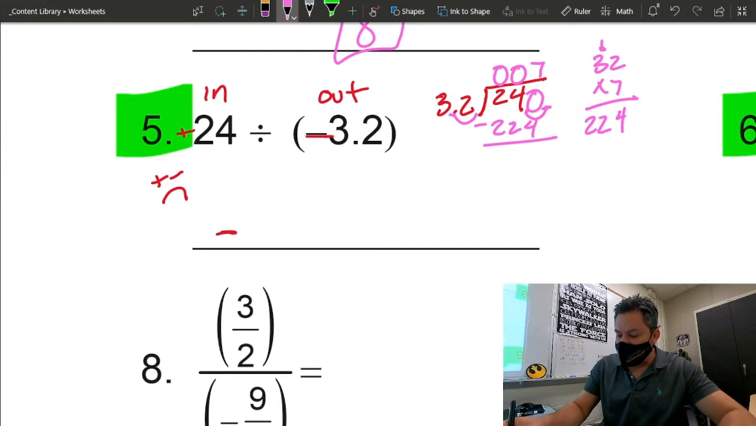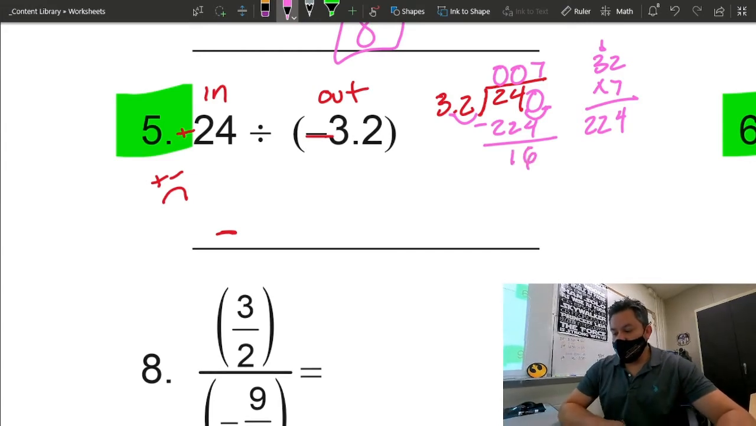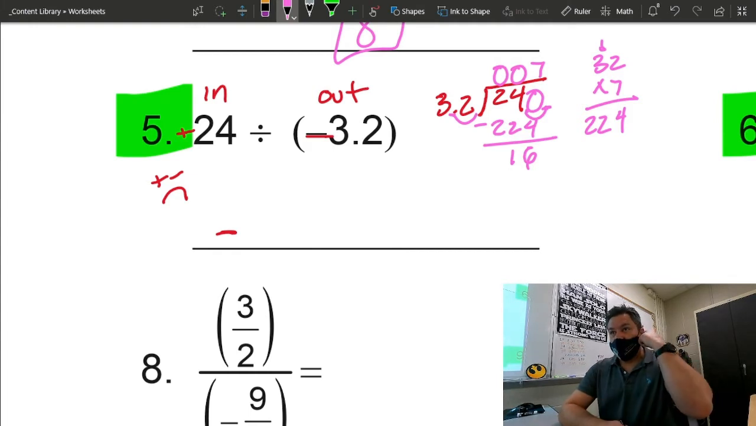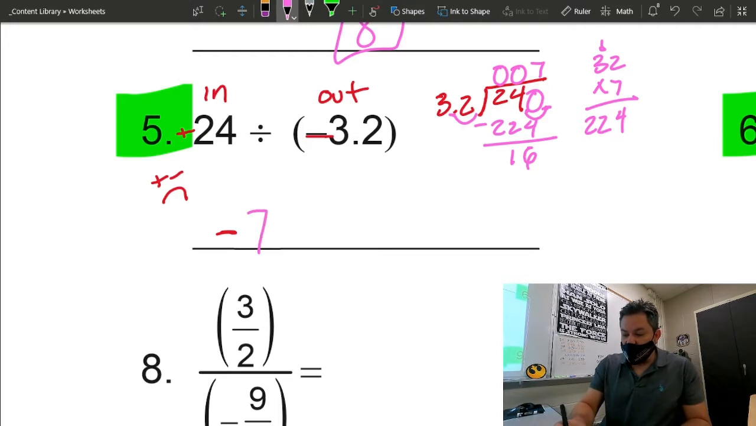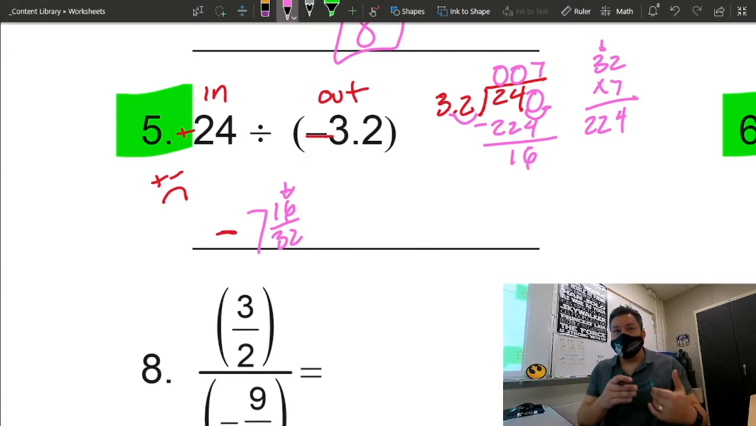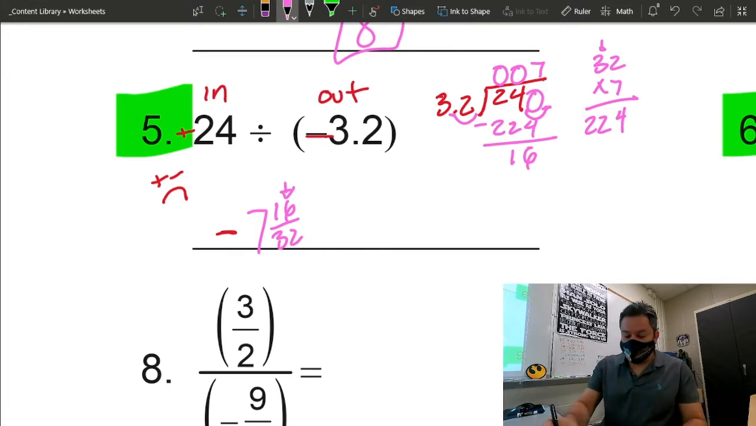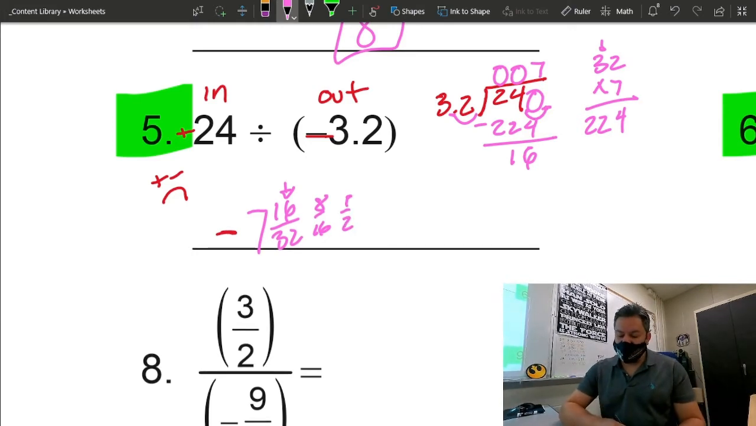So when you subtract this, you get what? 16? Yes. Now, am I done? No. Is my remainder 0? No, it's not. At this point, you could write it as a mixed number, and that will be 7 and 16 over 32, and then you will have to simplify this to get the most simplified version. But we're gonna leave it as a decimal. We might come back and write it. If you simplify this, divide by 16, and it will be 1/2. So it'll be -7 and 1/2, or -7.5.